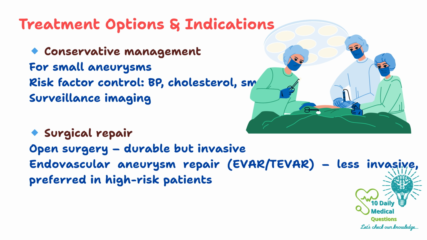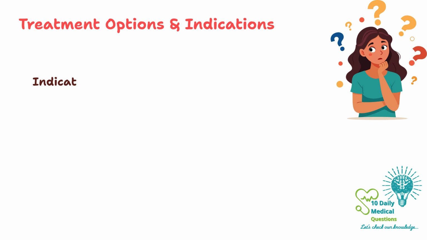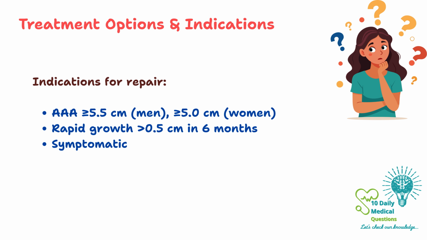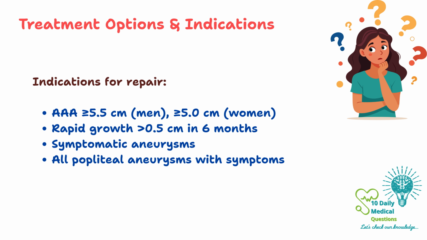in high-risk patients. Indications for repair include AAA greater than or equal to 5.5 cm in men or greater than or equal to 5 cm in women, rapid growth over 0.5 cm in 6 months, or symptomatic aneurysms. Popliteal aneurysms should be repaired if symptomatic or larger than 2 cm.